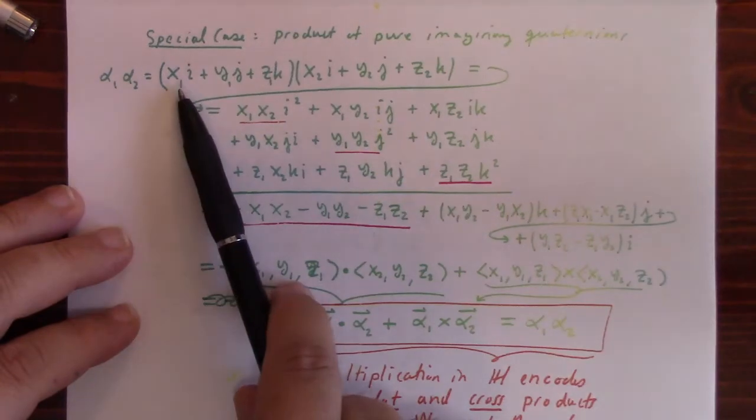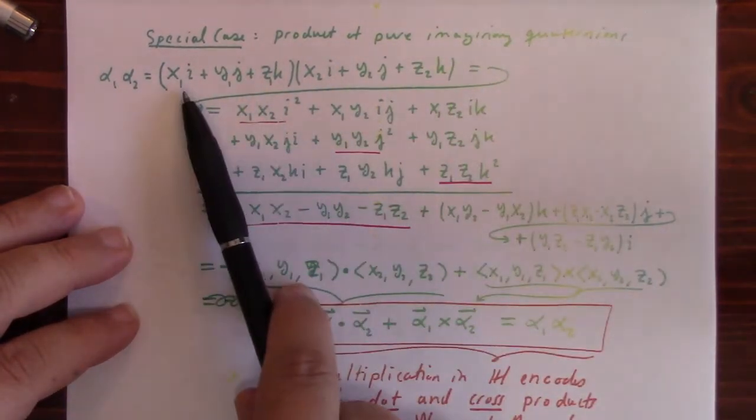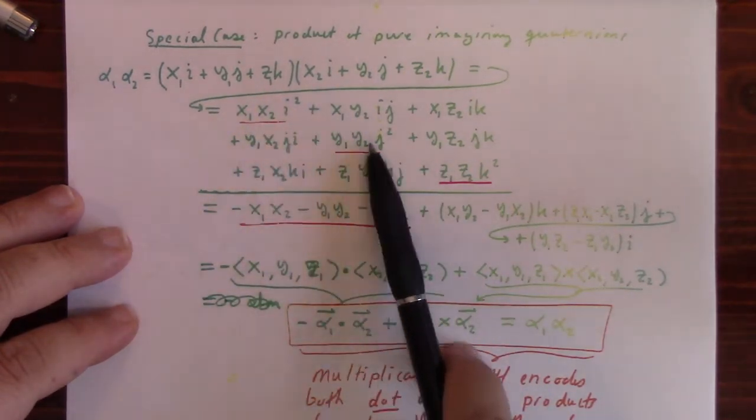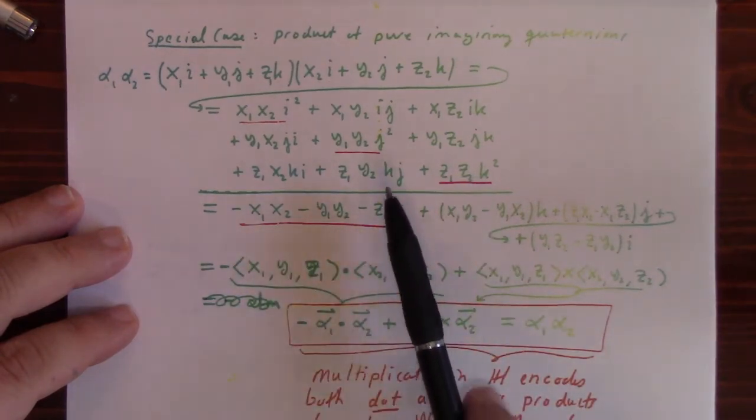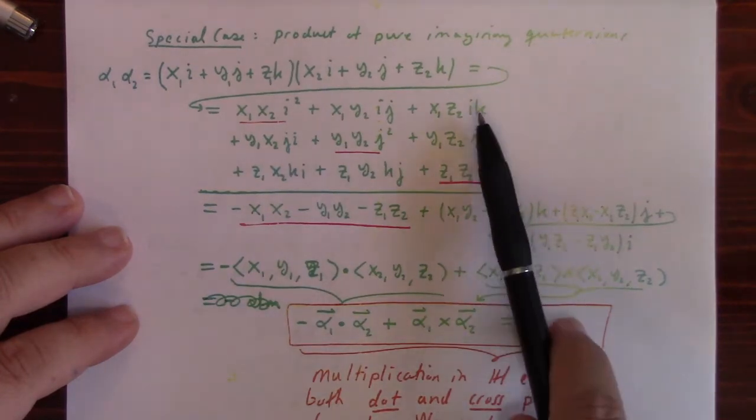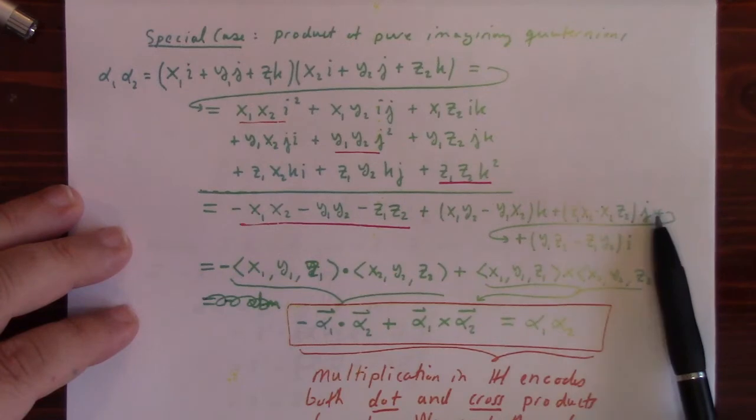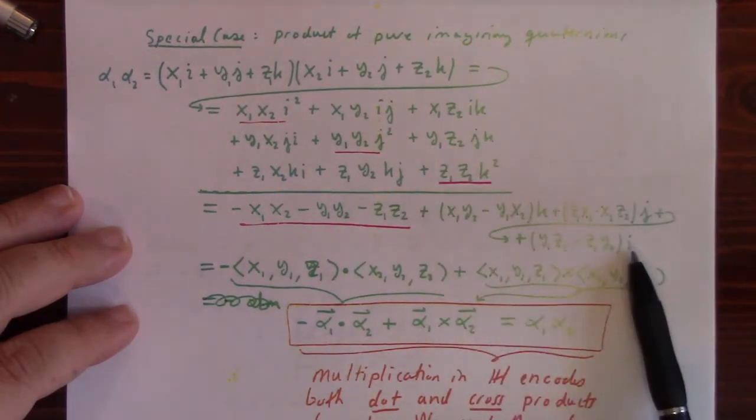Anyway, so alpha 1, alpha 2, if we have pure imaginary, we multiply this times that, you distribute out, so then you got your i squared, your j squared, your k squared, those give you minus 1s, so you get this guy, and then the ij and the ji give you the k term, the ik and the ki give you the j term, and the jk and the kj terms give you the i term.